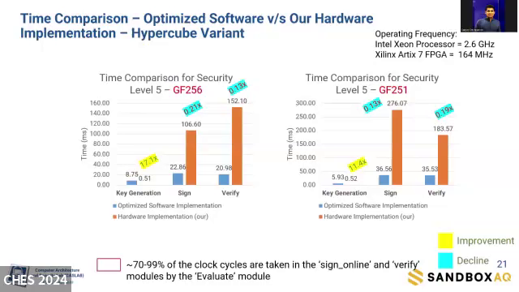Firstly, this is because the operating frequency of the lightweight FPGA is 164 megahertz, whereas the Intel Xeon processor, which is used for the optimized reference implementation, is operated at 2.6 gigahertz. And secondly, we compute the evaluate function on the fly as we are computing them, whereas in the optimized software reference implementation, this is stored in large lookup tables.